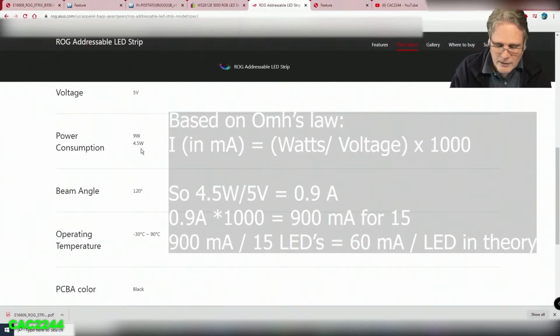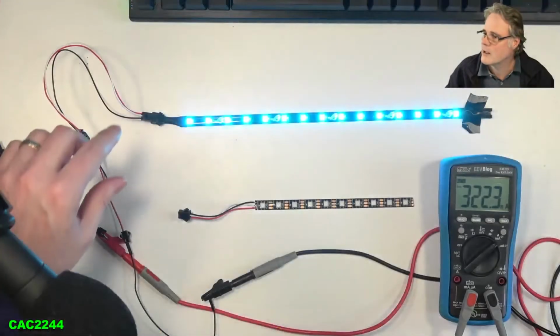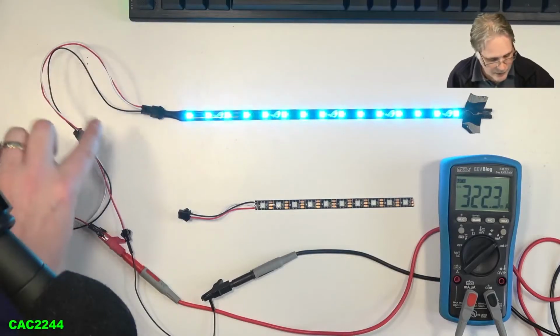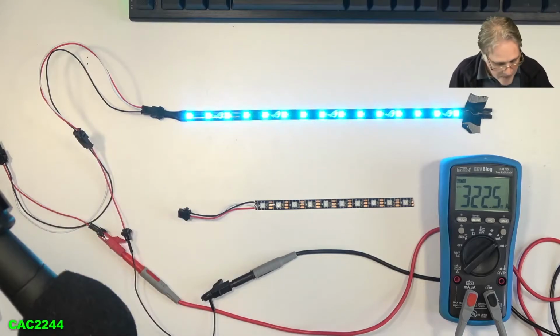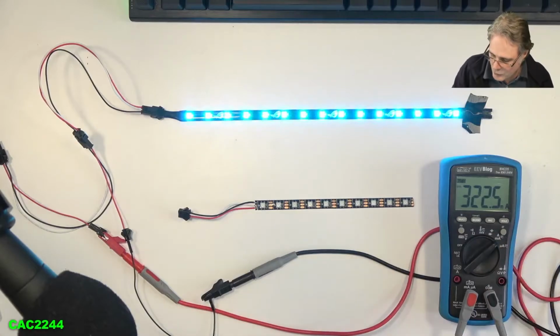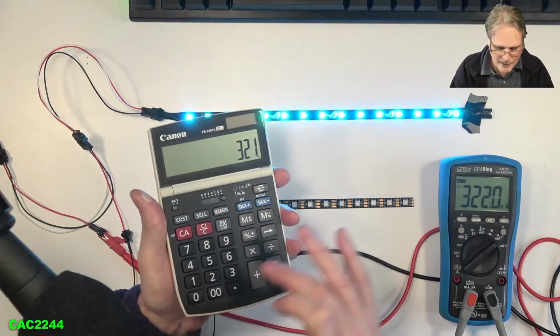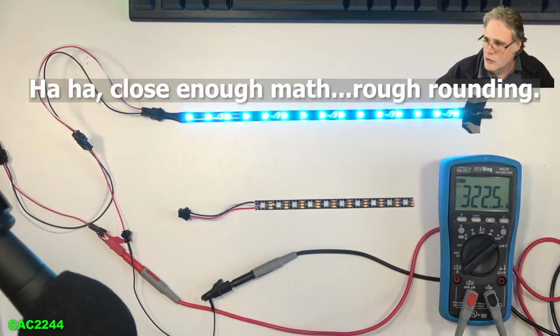4.5 watts divided by 5 volts is 0.9, times 1,000, divided by 15, gives me 60. Now let's go back here. I just connected those. I had to use a little inverter cable to reverse polarity because it's different from this strip. So if I look at this, now we're seeing 321 milliamps divided by 15, about 22. So now we've got 22.